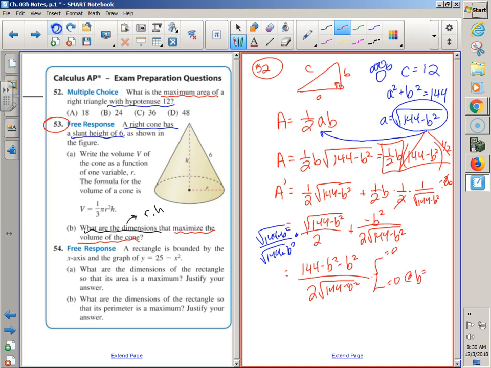This one's b equals plus or minus 12. This one, b equals, 144 minus 2b squared. Negative 144 divided by negative 2 is 72. 72 square rooted. Did anybody get to plus or minus root 72?